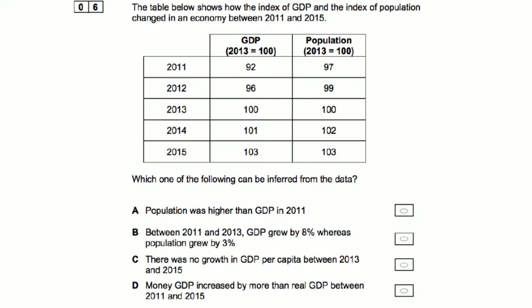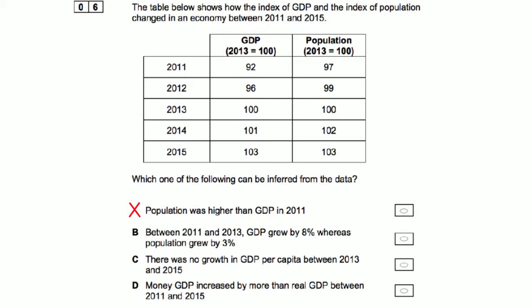So if we look at GDP, we can see that the value was constantly increasing throughout the period shown. In 2011 it was 92, 2012 96, 2013 100, 2014 101 and 2015 103. Also, population was increasing throughout the entire period. In 2011 it was 97, and then in 2015 it was 103. Option A says the population was higher than GDP in 2011, and we cannot say this because the numbers have been indexed. We don't actually know the actual value of GDP and the population, so A is wrong.